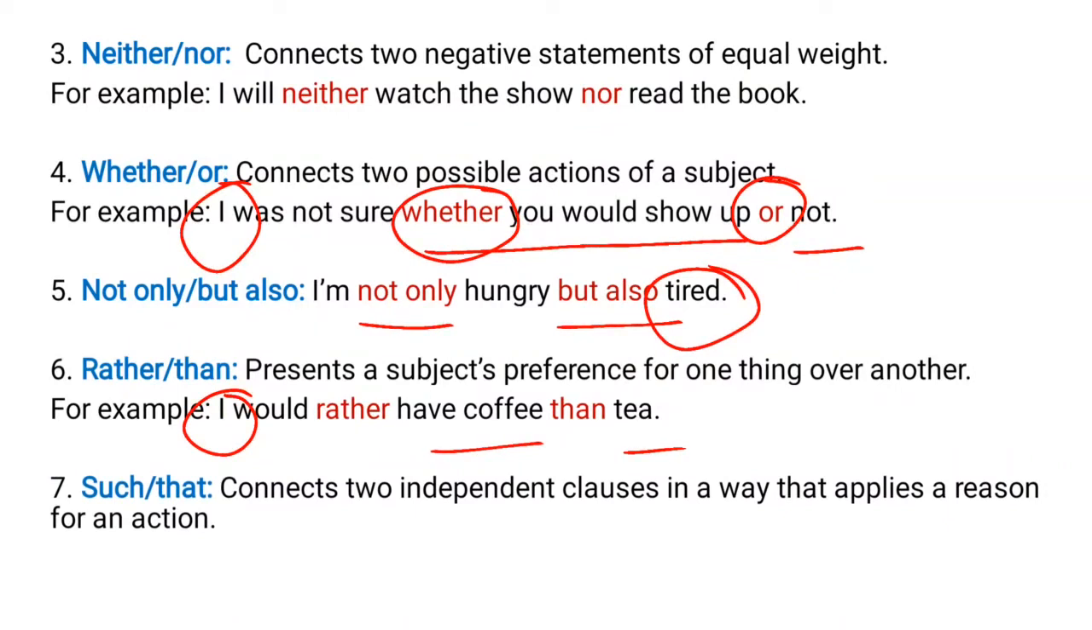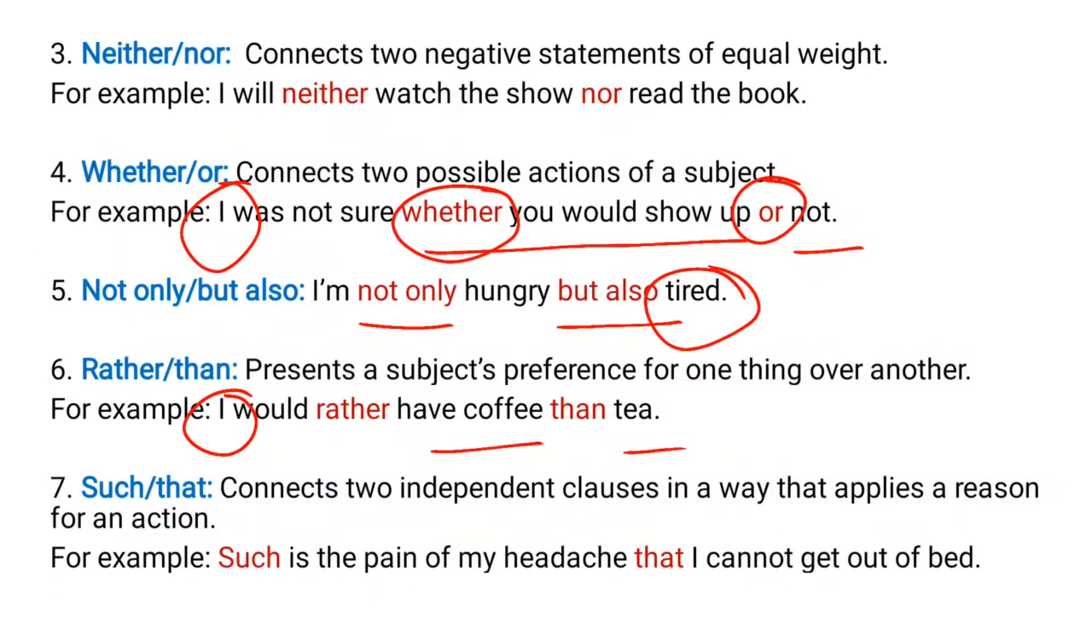Now let's talk about another correlative conjunction, that is such that. Now this particular pair connects two independent clauses in a way that applies a reason for an action. So how? Such is the pain of my headache that I cannot get out of bed. So here we are applying a reason, headache, for an action, cannot get out of bed.